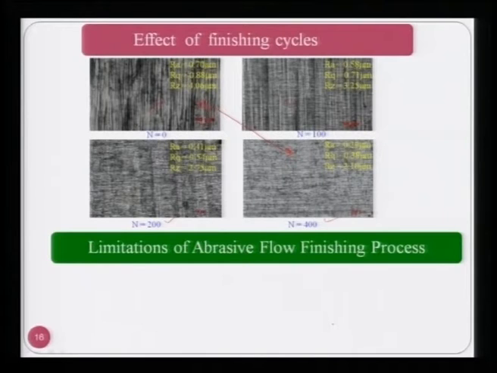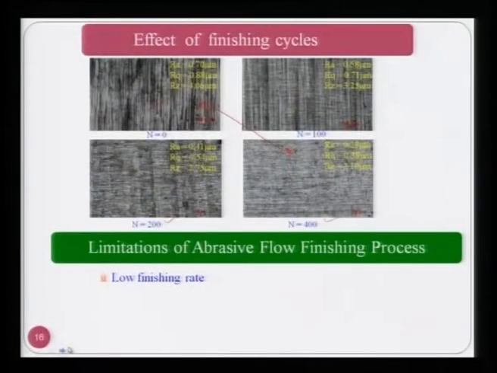So, definitely there is an improvement as you keep increasing the finishing cycles, but there is always a limit beyond which you cannot improve the surface finish, and that value of surface finish is known as the critical surface roughness value, which I have explained in some other lectures already.